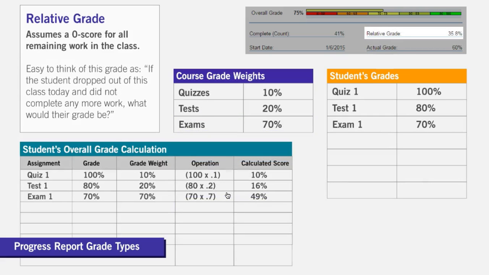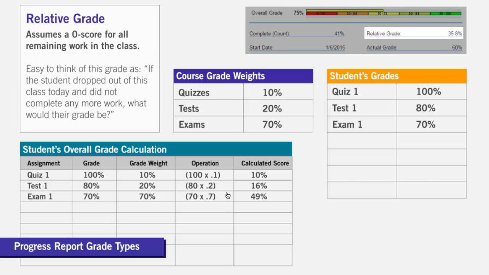Lastly, let's discuss relative grade, which assumes a 0 score for all remaining work in the class. This is similar to how many collegiate-level institutions grade their students. It's easy to think of this grade as, if the student dropped out of this class today and did not complete any more work, what would their grade be?